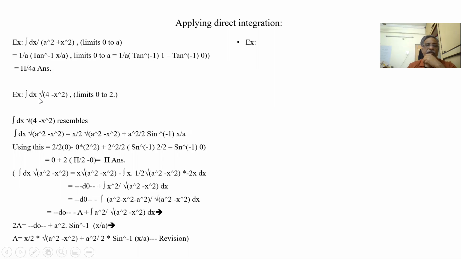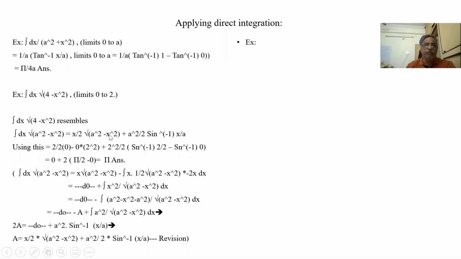Let us see another example. Integral dx root of 4 minus x square, limits 0 to 2. This is in the form of square root of a square minus x square dx. So we know it is x by 2 square root of a square minus x square plus a square by 2 into sine inverse x by a. You know this formula we have done earlier in integration. This formula we have to learn by heart because many times this comes. Sine inverse comes many times in the answer in this chapter. So let us first learn this formula by heart.